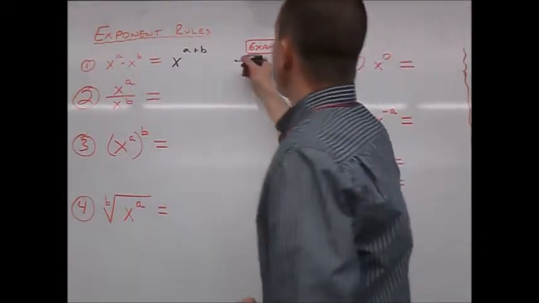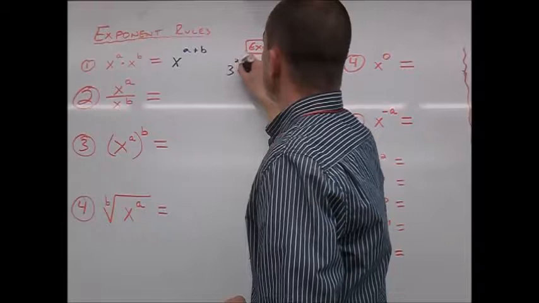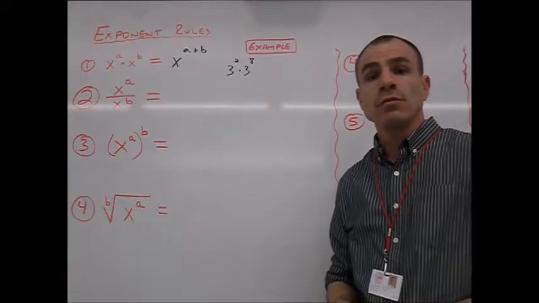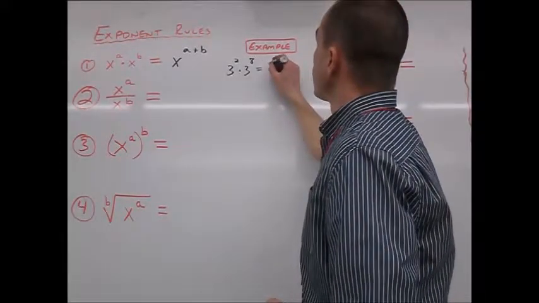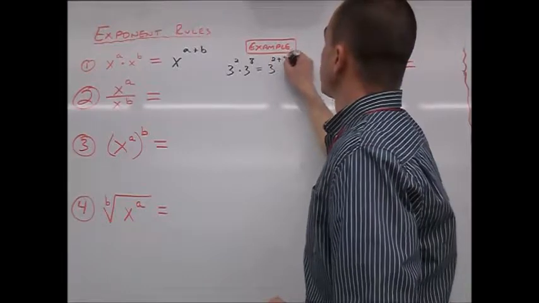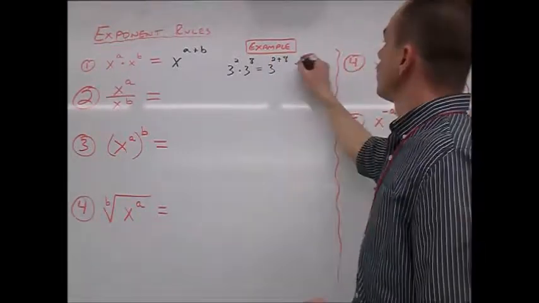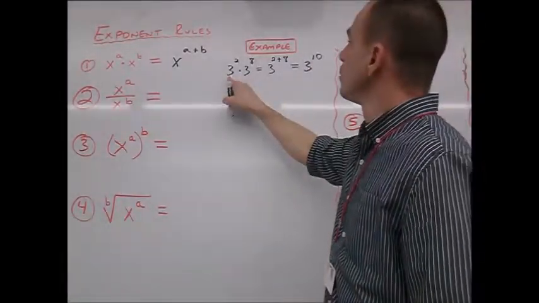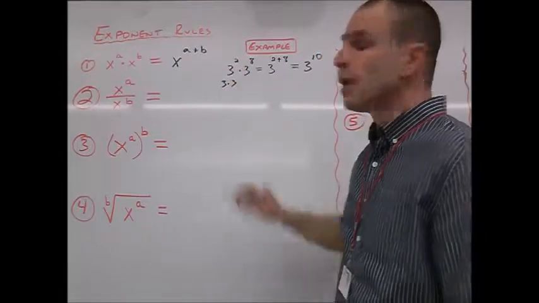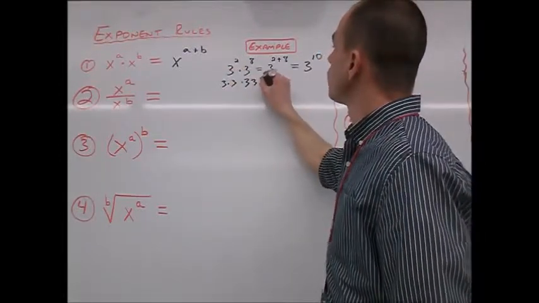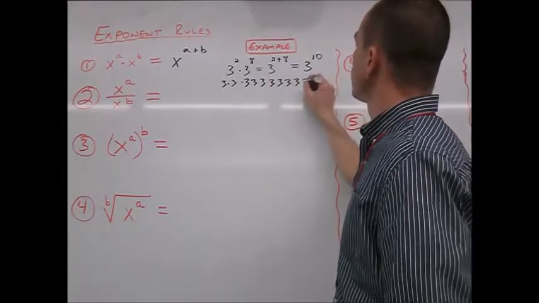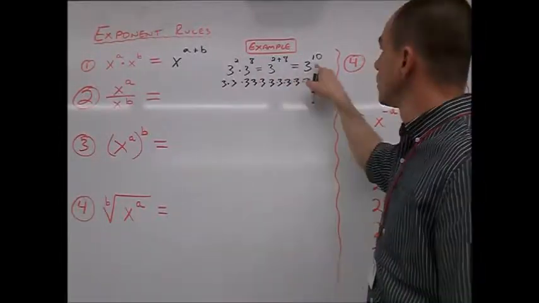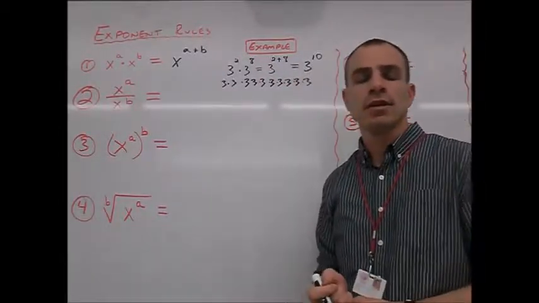So for example, if we were to have 3 squared times 3 to the 8th, we're trying to figure out what that's equal to. Well, we just add our exponents. So 2 plus 8. We know 2 plus 8 is 10, so our answer would be 3 to the 10th. And again, the idea behind it is we have 3 squared, which is 3 times 3, and then we have 8 more 3's. 1, 2, 3, 4, 5, 6, 7, 8. And they're all being multiplied together. Well, how many 3's do we have in total? 10 of them. Hence the reason why it's 3 to the 10th.